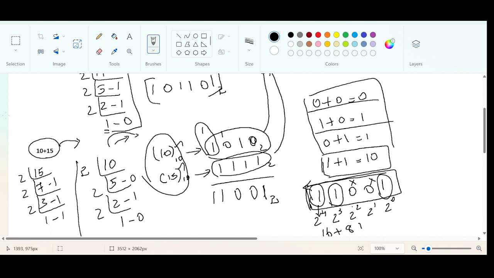2 to the power of 0 is what? 1. So the answer is going to be what? 16 plus 8, 24, 24 plus 1, 25. So this will be displayed in the console. This will be displayed in the system console.